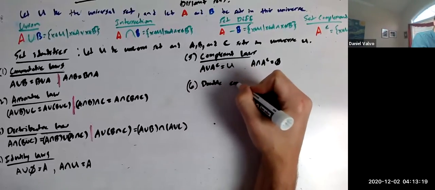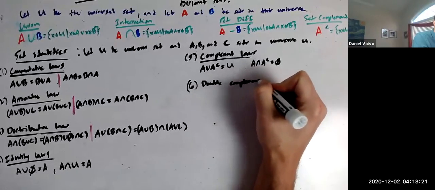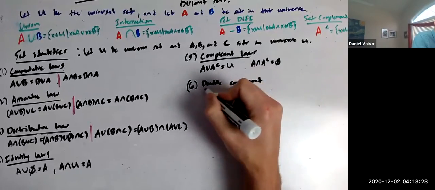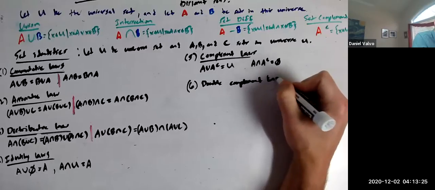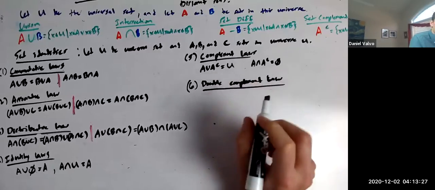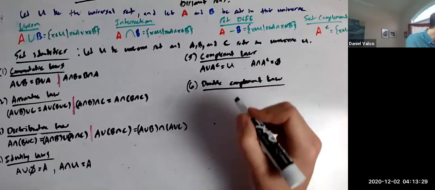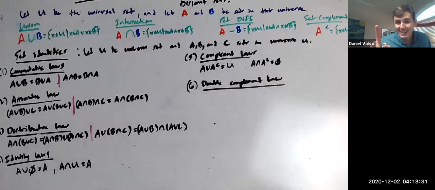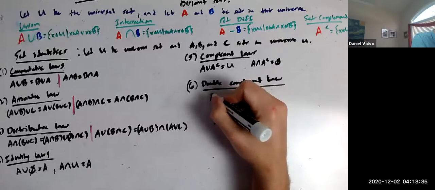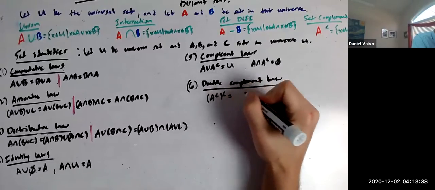Next, we have the double complement law. And this one is just like the double negation law. Really nice and simple. Do not forget it. Everyone forgets the double negation law because it's so easy. Do not forget this. So this just says that the complement of A complement is just A.